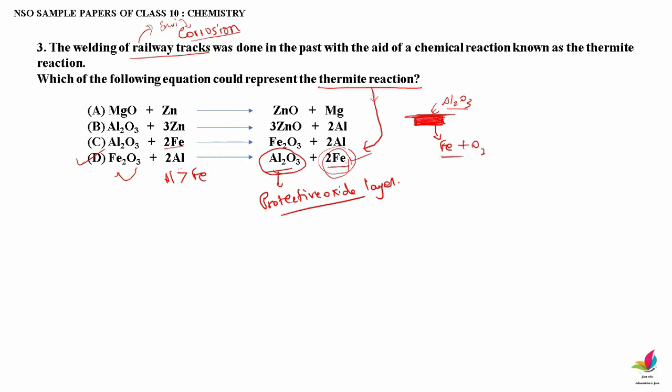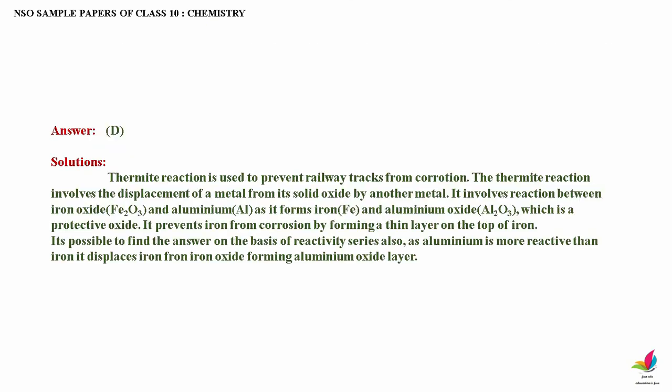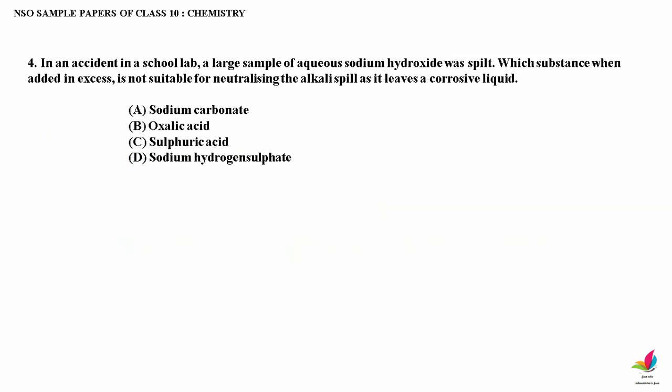This reaction results in rust, we know that, right? So obviously aluminium oxide will prevent this particular reaction. As a result the railway tracks will be prevented from undergoing corrosion. That's why the thermite reaction is very important. So this is a simple, direct question. You can just go through the solution, it is very easy.